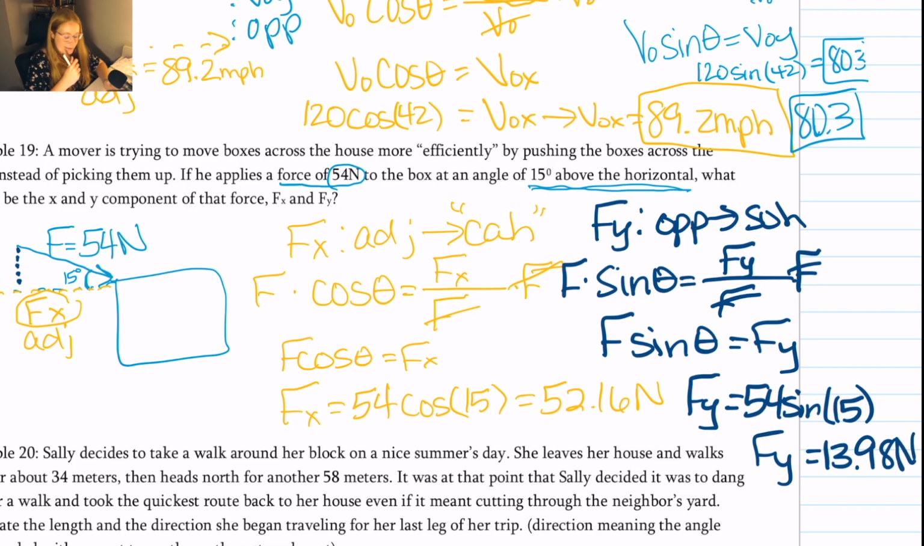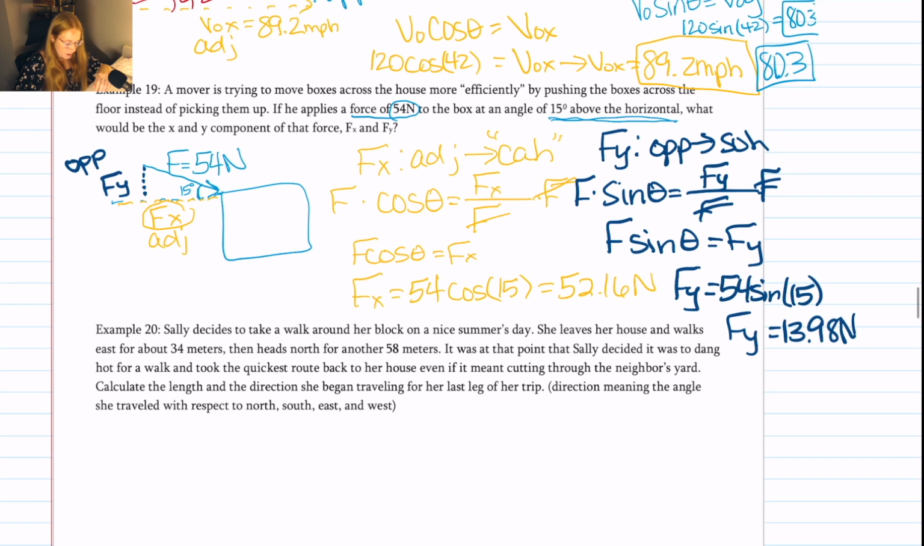Okay, so same pattern every time. Usually the x is our adjacent, which is cosine. Our y is usually opposite, which is sine. So try to remember adjacent, cosine, opposite, sine. And that'll help you. And it's always the original arrow times the trig function. So we have F cosine theta, the original times cosine theta, F sine theta, the original times the sine theta. So that's always the pattern.